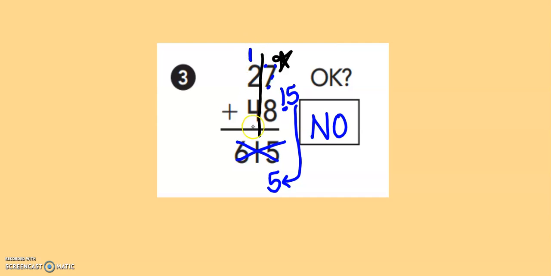Now let's add our tens. 4, 5, 6, plus one more, 7. Wow, that's a big difference. From 615 to 75. That's a huge difference in number. They had the right idea. They just forgot to move the new 10 over to the tens place.